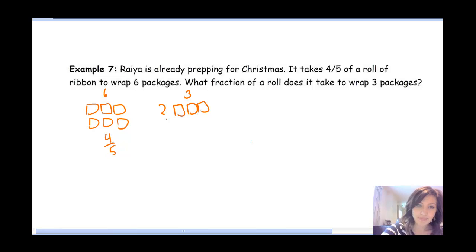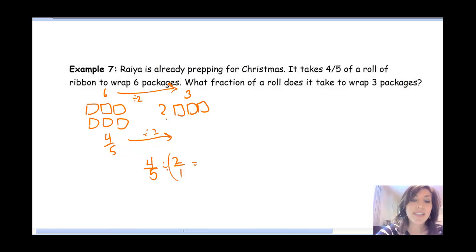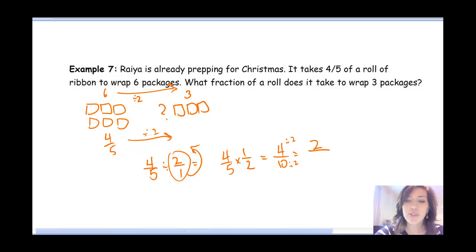Well, let's say 6 down to 3 is half. So we can say 4/5 divided by 2, to get to 6 divided by 2 is 3. So 4/5 divided by 2, or we could write this as multiplication. 4/5 times 1/2. 4 times 1 is 4. 5 times 2 is 10. These can both be divided by 2. So 4 divided by 2 is 2. 10 divided by 2 is 5. So Rhea can wrap 3 packages with 2/5 of a roll.